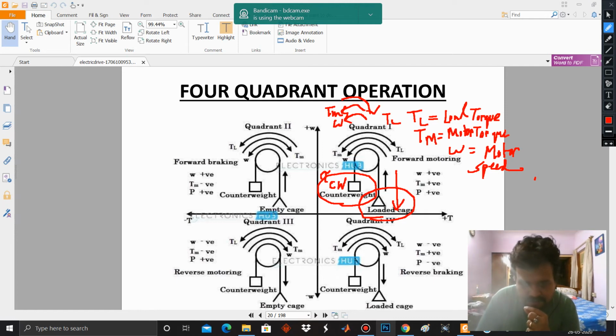So have you observed a lift? We have seen lifts. If you see the lift, there is a counterweight. The cage of the lift, where the people are being carried, is on one end of the wire or the belt, whatever you say. On the other end there is the counterweight.